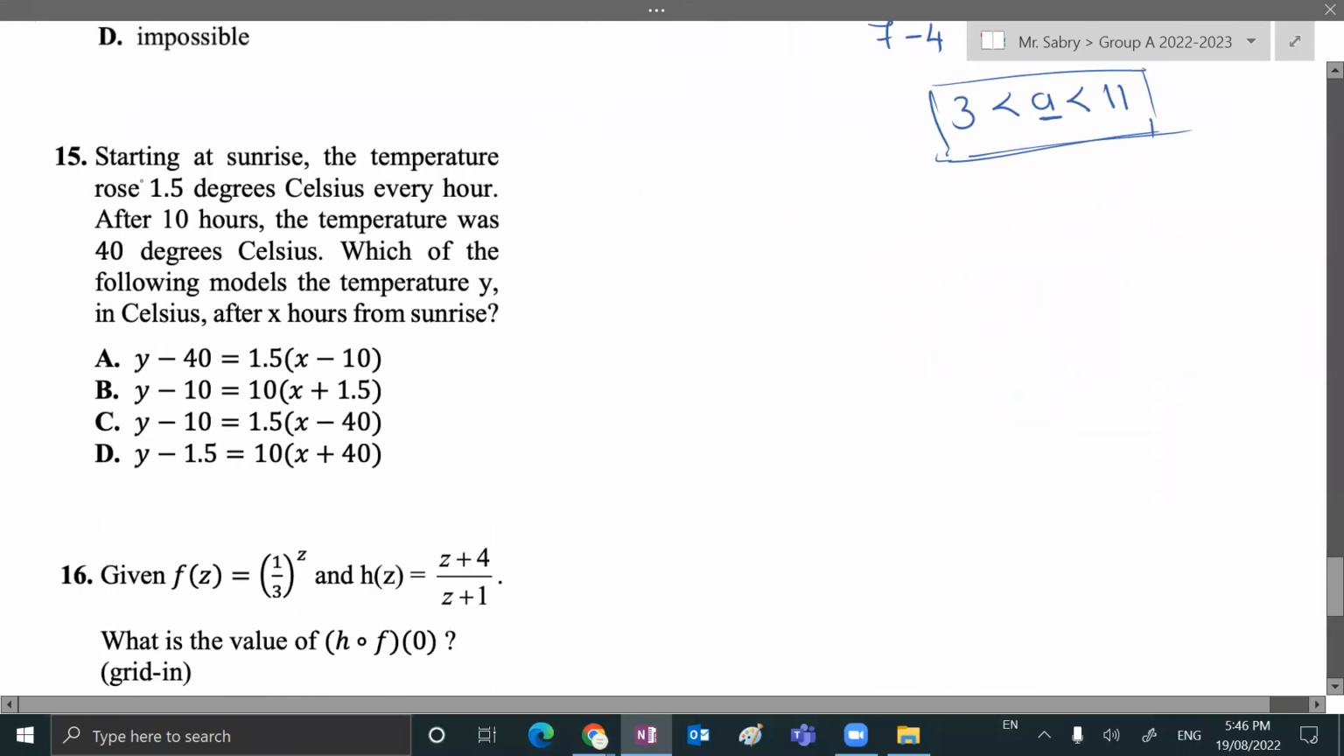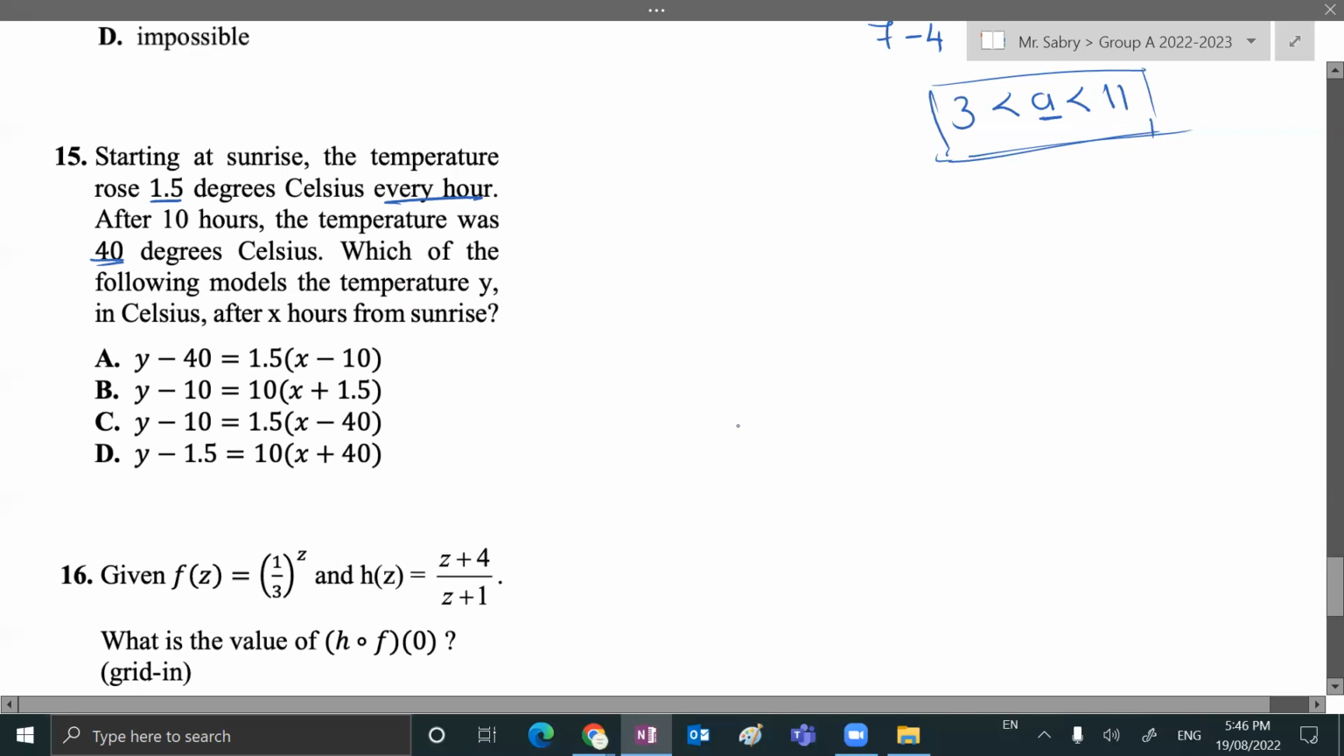Okay, question 15. Starting at sunrise, the temperature rose 1.5 degrees Celsius every hour. After 10 hours, the temperature was 10 degrees. Which of the following models the temperature in Celsius after X hours from sunrise?